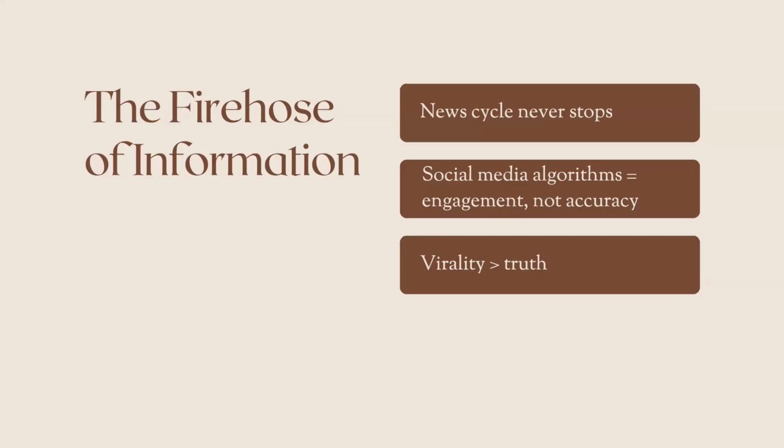And something to keep in mind is that social media algorithms prioritize engagement over accuracy. This means that what often goes viral isn't necessarily true, but it's simply what is grabbing attention the quickest. In the race for virality, truth frequently takes a back seat, and this is what we refer to as the fire hose of information, where content is constantly pumped out without pause.